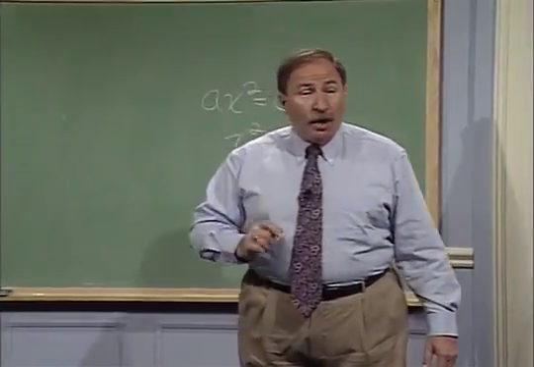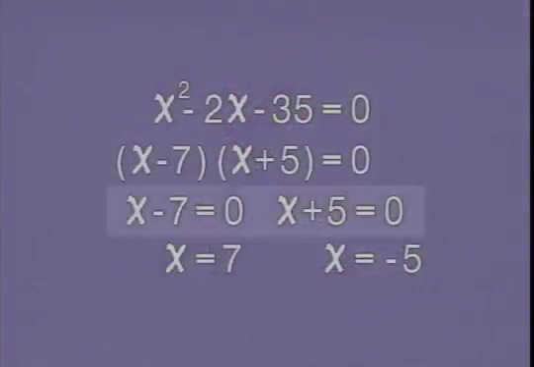Which means that one of the 2 factors, either x minus 7 or x plus 5, must equal 0. So I set each of those factors equal to 0, and that's what's seen on line 3, and I solve. Well, obviously, if x minus 7 equals 0, I get x equals 7.